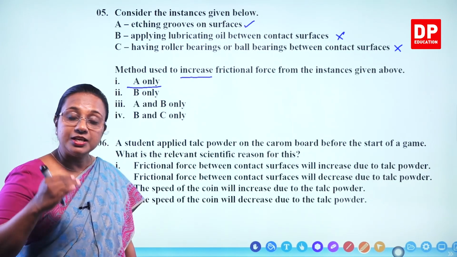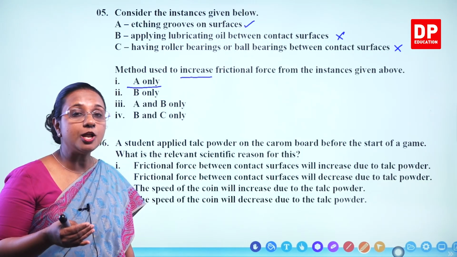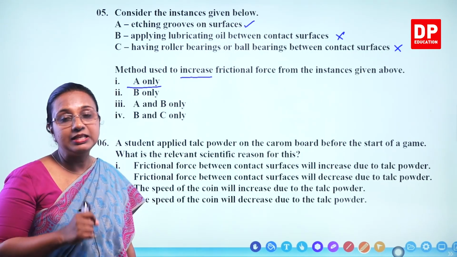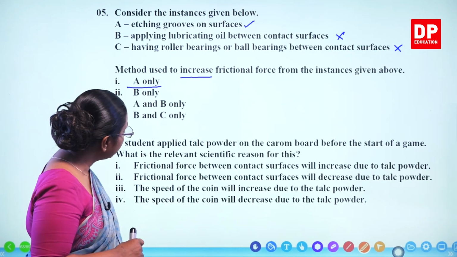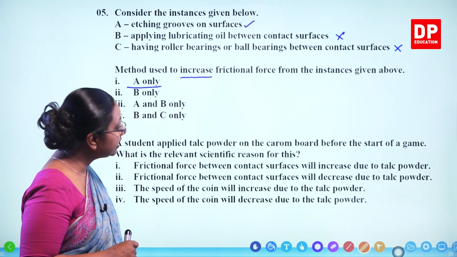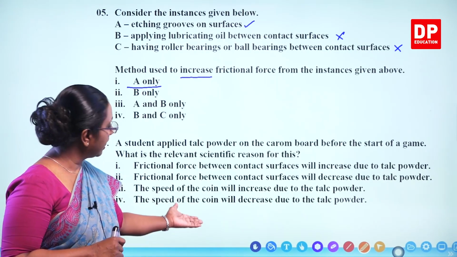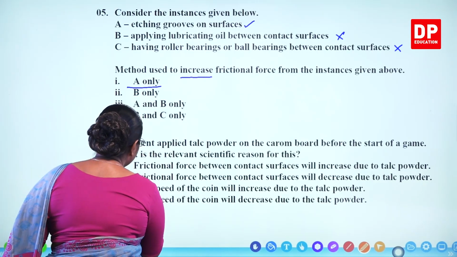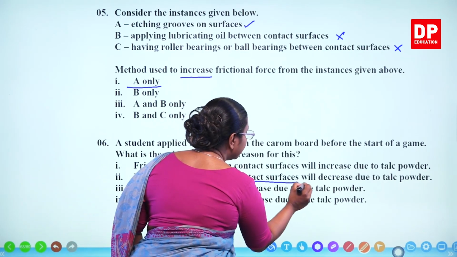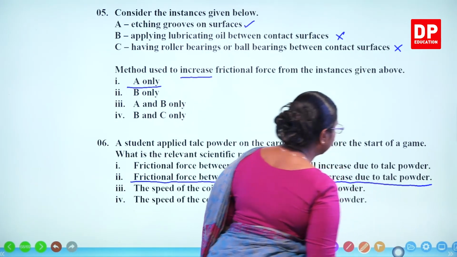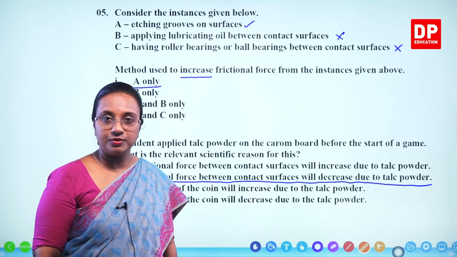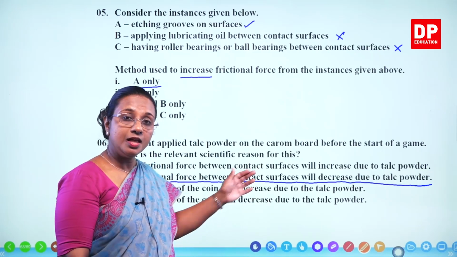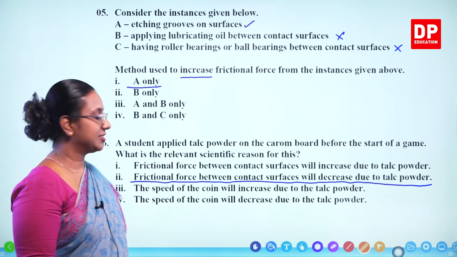The speed of the coin will increase due to the talc powder. No. The friction will decrease, but the speed of the coin will depend on how fast we knock or hit the disc. The speed of the coin will decrease due to the talc powder. That also will not happen. So, here the frictional force between the contact surfaces will decrease due to talc powder. So, that is the correct answer. We'll move on to the next question.